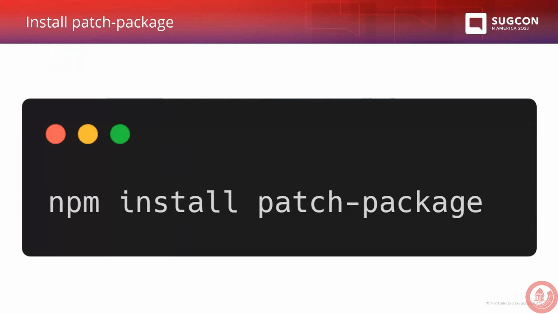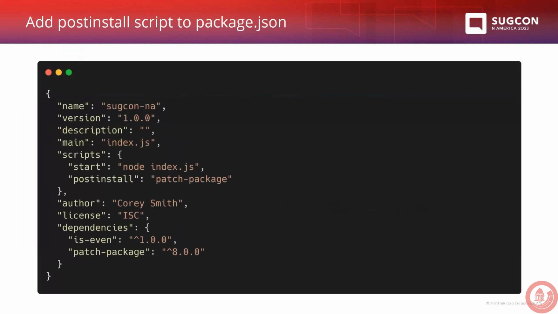So to get started with Patch Package, you just run npm install patch-package on your repo or your app. And then in your app's package.json, you'll go and add a postinstall script for patch-package like this. And this just tells npm, after npm install finishes, run patch-package.